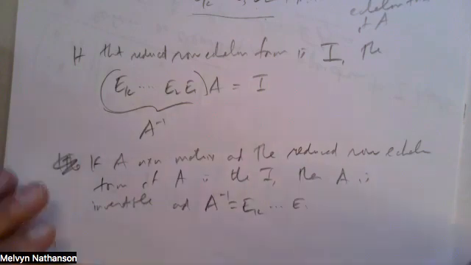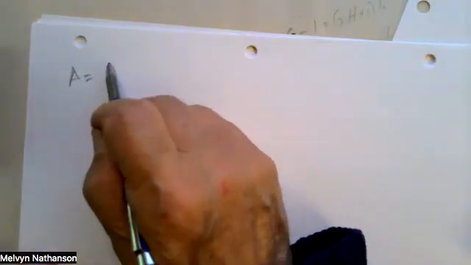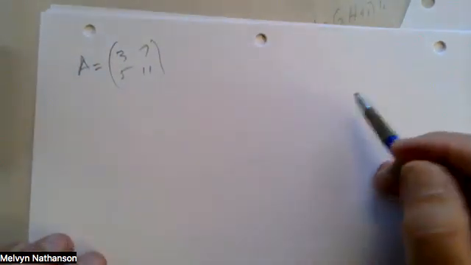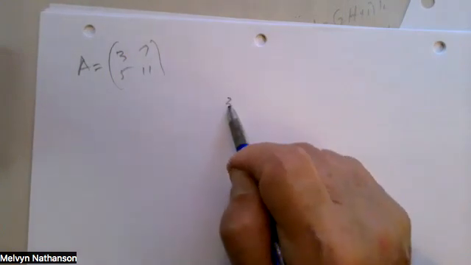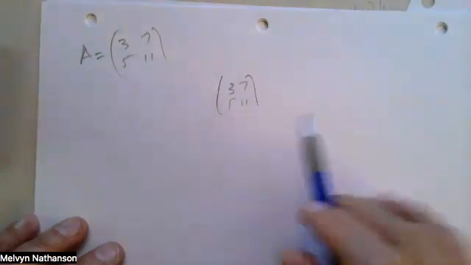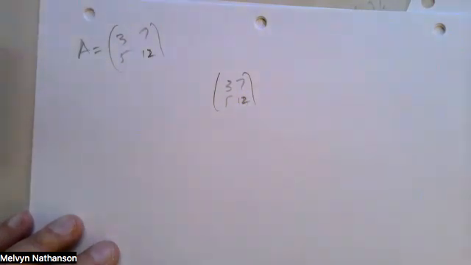Let's just sort of check this with the first example we did today. So in the first example, we had a matrix A which is 3, 7, 5, 11. So let's see how I can do this. It's 12, not 11. Sorry? Oh, thank you. 3, 7, 5, 12. Okay. Yeah. That was the first matrix I started with.